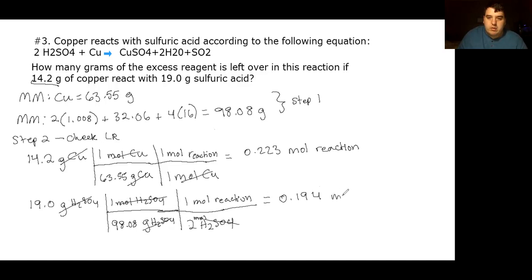0.194 moles of reaction. So now we look at these two numbers and we determine which of the two is going to be the limiting reagent. The smaller value is going to be the limiting reagent. Therefore, since 0.194 is less than 0.223, we can assume that sulfuric acid is going to be our limiting reagent. So I'm just going to put on the side here that the limiting reagent is going to be the H2SO4.